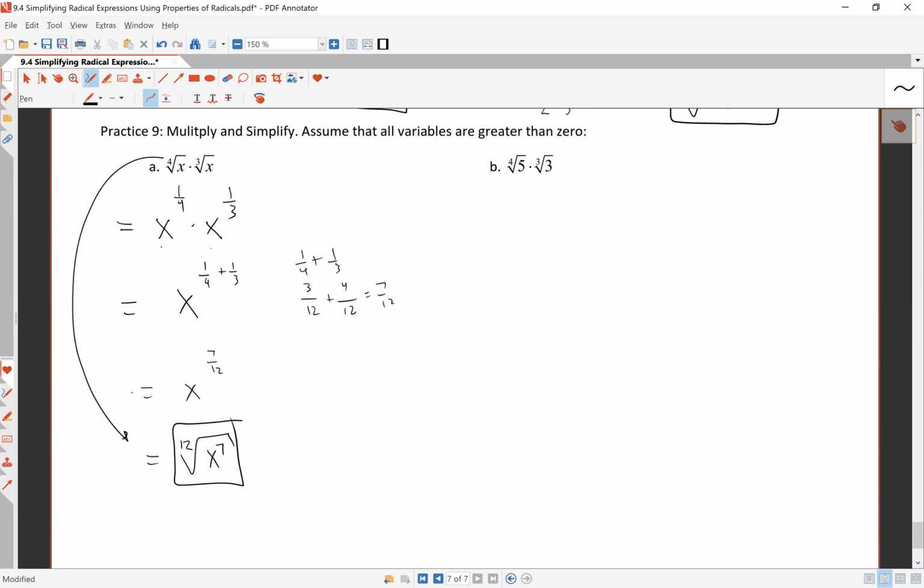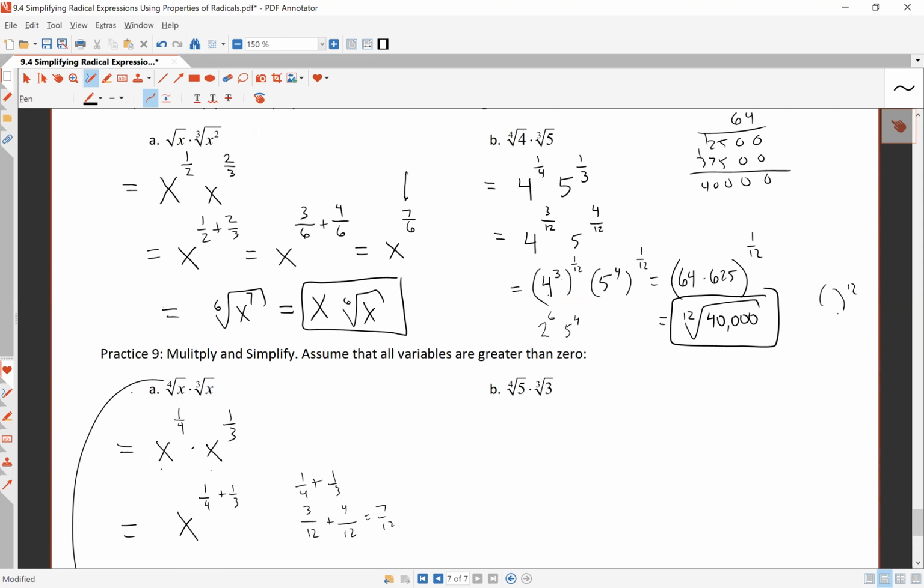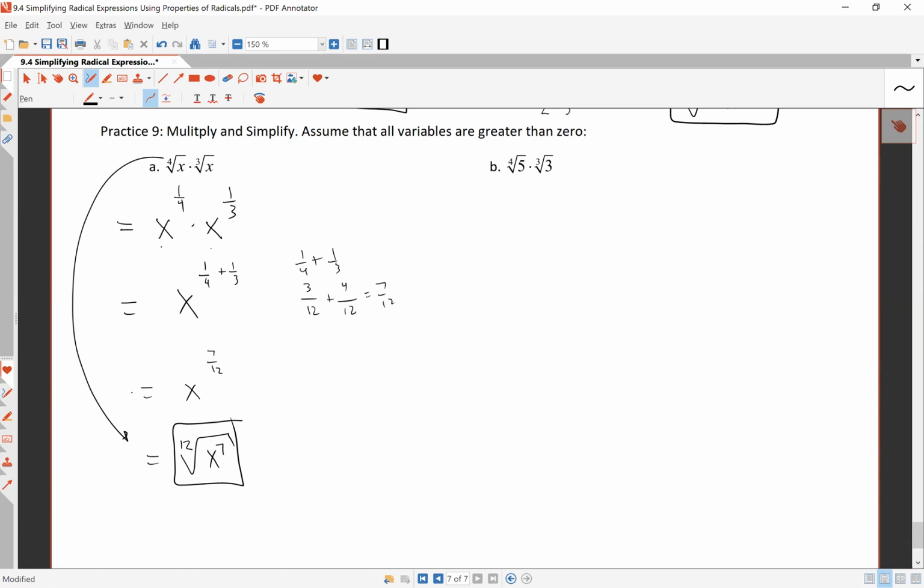And letter B. We have 5 to the 1/4 times 3 to the 1/3. We can't add those exponents together because they're not like bases, but if we get a common denominator, now we can say that those are both 12th roots. 5 cubed to the 1/12, 3 to the 4th to the 1/12.